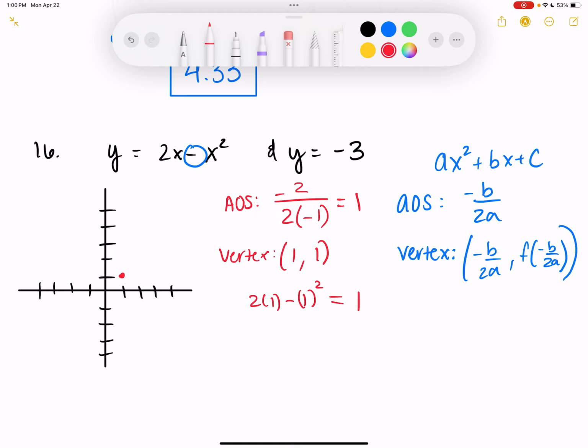Now, does anybody remember how to find another point on the graph? Wait, how'd you get the x value of 1? The axis of symmetry is the line the parabola revolves around. So if you know what happens on one side of the axis of symmetry, you know that an equal distance on the other side, the same thing happens.